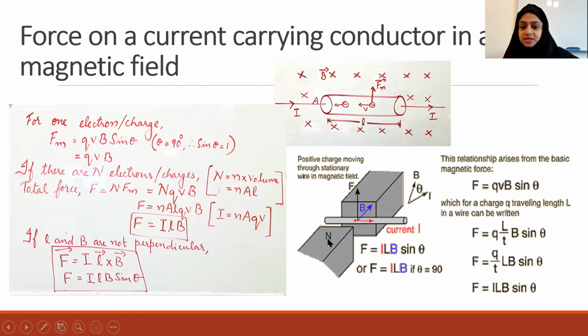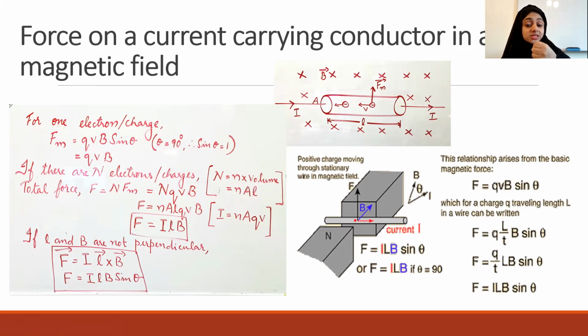So here you can see a north pole, and this is a south pole of a magnet, and this is a conductor carrying current I placed in between these two poles, that is in a magnetic field. And here you can see the magnetic field B. In this space, it is directed from the north pole to the south pole. So in this direction. And current is flowing here. And the force experienced by any charged particle will be upwards.